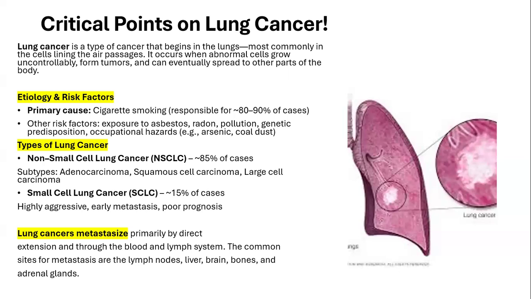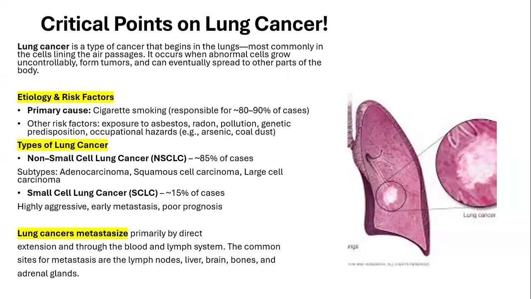There are two main types of lung cancer. The first one is non-small cell lung cancer. It makes up 85% of the cases worldwide. And the second one is small cell lung cancer, which makes up about 15% of cases. It is highly aggressive, with early metastasis and a poor prognosis.